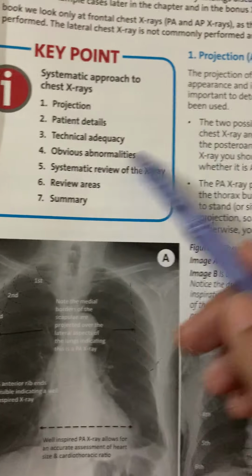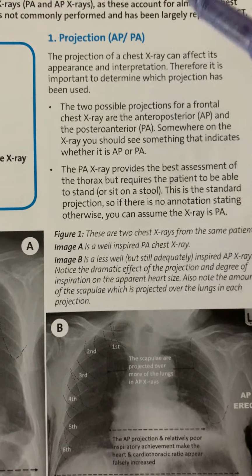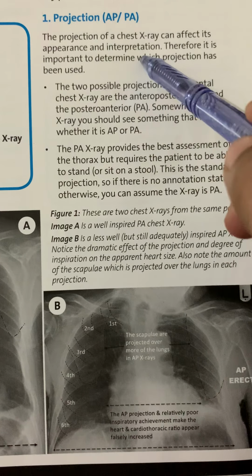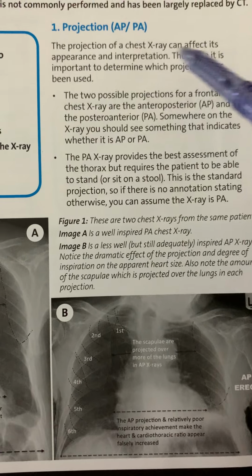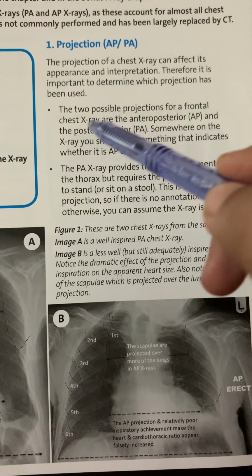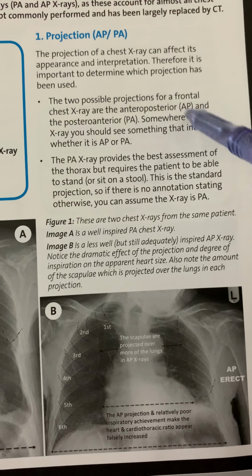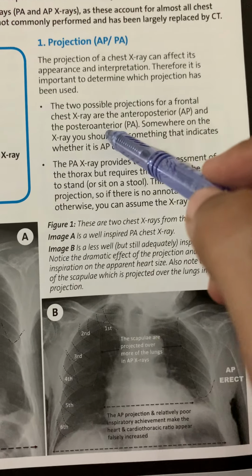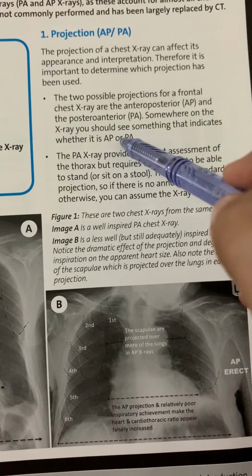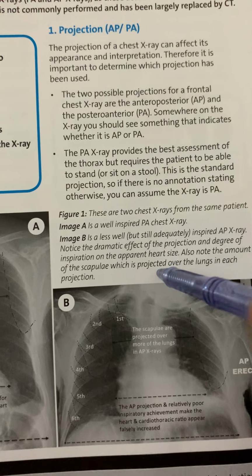First of all, coming towards the projection. Projection can be AP view and PA view. The projection of a chest X-ray can affect its appearance and interpretation. Therefore, it is important to determine which projection has been used. The two possible projections for a frontal chest X-ray are the anterior-posterior, that is AP, and the posterior-anterior, that is PA view. Somewhere on the X-ray you should see something that indicates whether it is PA or AP.